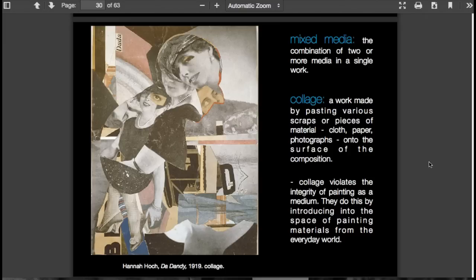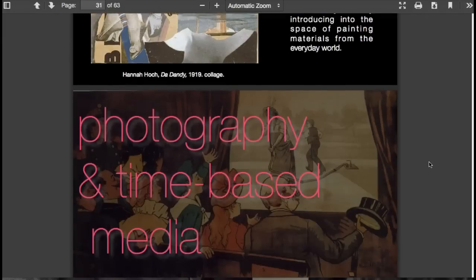And so Hannah Hoch, who we'll look at later in the semester, did a lot of collage work, one of my personal favorite collage artists, and she combined text very often. She was very interested in the way women were represented in the media, which is a very hot topic today as well. And so she would use these cutouts from newspapers and magazines, but she would manipulate them. She would change them into something different and make a completely new composition from them.